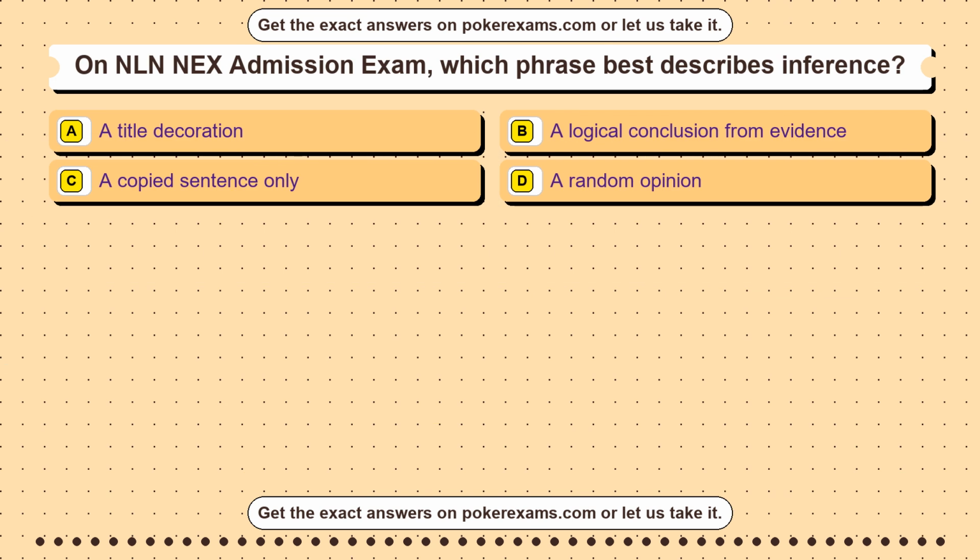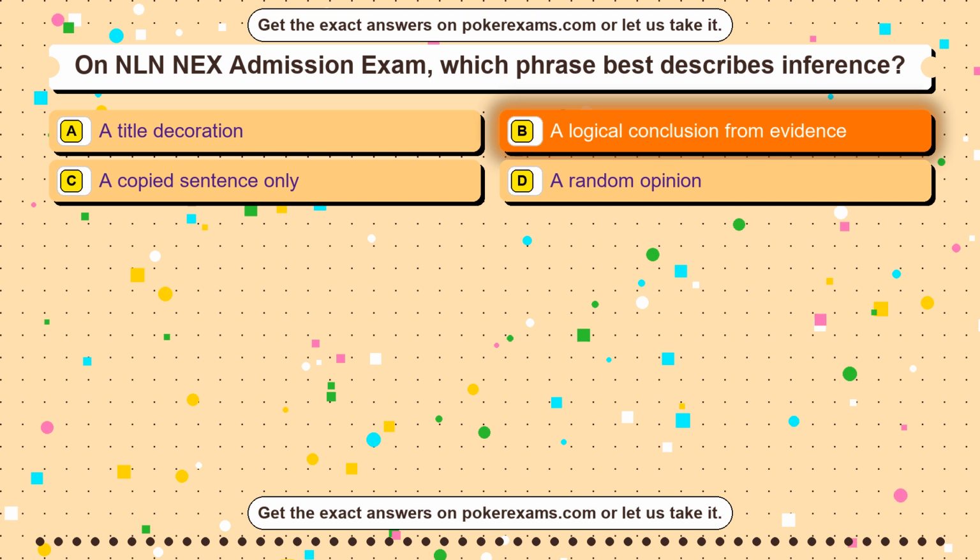Question 4. On NLN NEX Admission Exam, which phrase best describes inference? Option A, title decoration. Option B, a logical conclusion from evidence. Option C, a copied sentence only. Option D, a random opinion. The correct answer is option B, a logical conclusion from evidence.